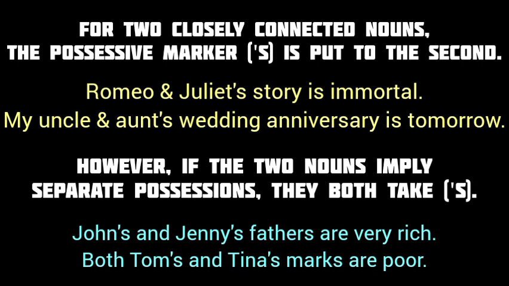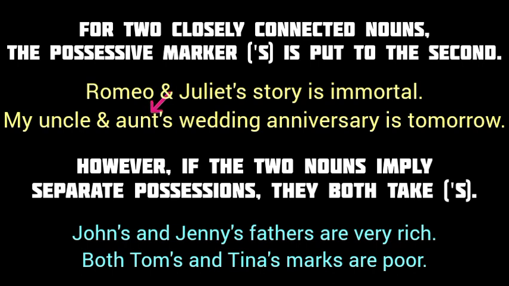For two closely connected nouns serving as a unit showing the common possession, the possessive marker, the apostrophe s is put to the second noun. For example, Romeo and Juliet's story is immortal. Here Romeo and Juliet are closely connected. The story belongs to both of them, so the apostrophe s has been added to the second noun Juliet. Similarly, my uncle and aunt's wedding anniversary is tomorrow. Here also the two nouns uncle and aunt are used as a unit, so the apostrophe s is added to the second noun aunt.